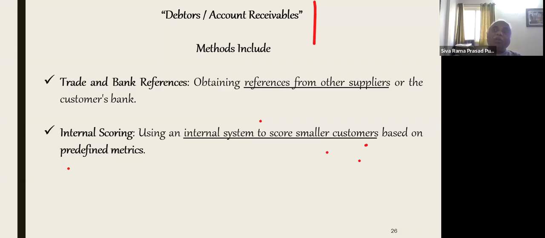That's why we should not leave the debtors like that. Buildings are there, realizable. Plant and machinery is there, realizable. Like that, debtors or account receivables are also big assets.